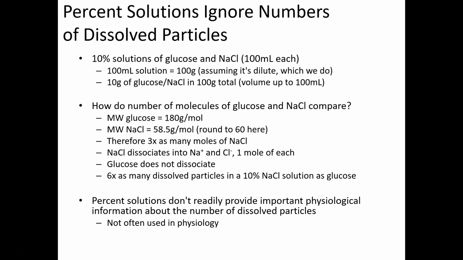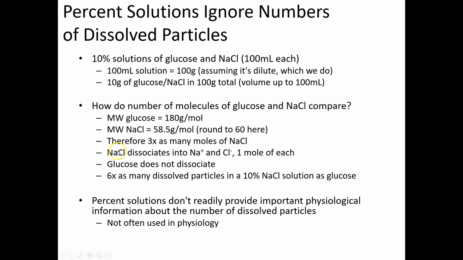180 grams of glucose is how many glucose molecules? Well, 1 mole, 6.02 times 10 to the 23rd. Well, if I want 180 grams of NaCl, and again, to make it easy, we'll round it to 60, I need 3 moles, because each mole is only 60 grams. So I need 3 moles to get to 180. So we already have over 3 times as many moles of sodium chloride in that 10% solution.